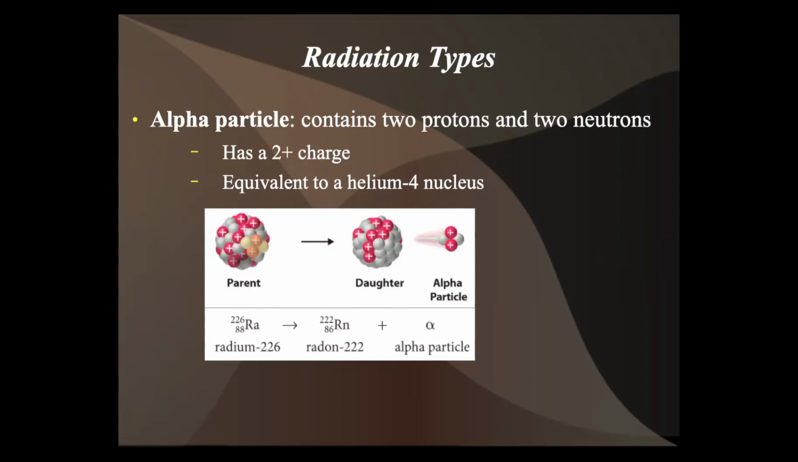Wait, did it lose 4 neutrons on top or 2? No, it didn't lose 4 neutrons. So the top number tells you how many neutrons and protons together that it has. The bottom number tells you how many protons there are, right? And so if it lost 2 protons, but the top number went down by 4, it must have also lost 2 neutrons. 2 plus 2 gives you 4, right?